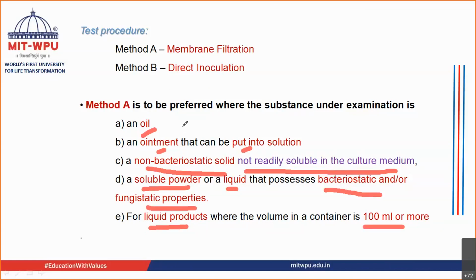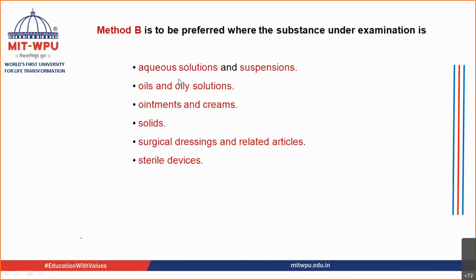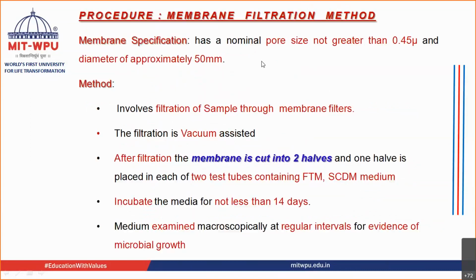Whereas method B, the direct inoculation method, is used for aqueous solutions or suspensions, oils or oily solutions, ointments, creams, solids, surgical dressings, or sterile devices. So two methods are used for different products. Let us see the first method. Method A is the membrane filtration method.